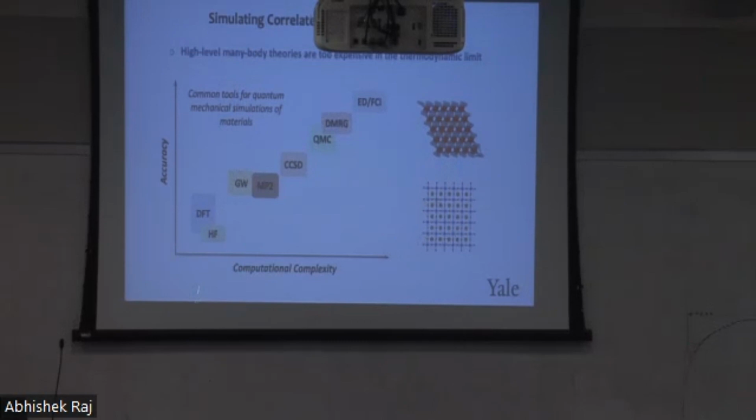Here is a very simple diagram that shows what methods one might use for this kind of task, simulating correlated electron solids. We know this is difficult, and if you look at computational complexity against accuracy, what's commonly done is that in 90% or 95% of cases, people do DFT. Sometimes people do GW, which is also called many-body perturbation theory. And there are all the other methods that people are interested in applying to solids. For example, coupled cluster, quantum Monte Carlo, or even more towards the exact end, DMRG or exact diagonalization.